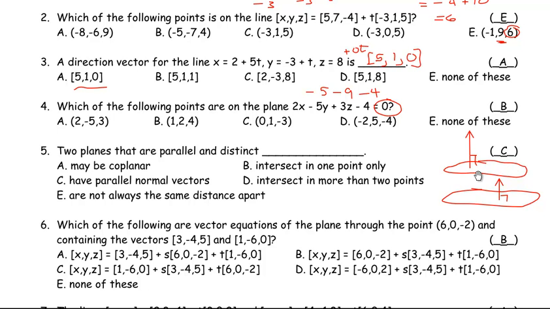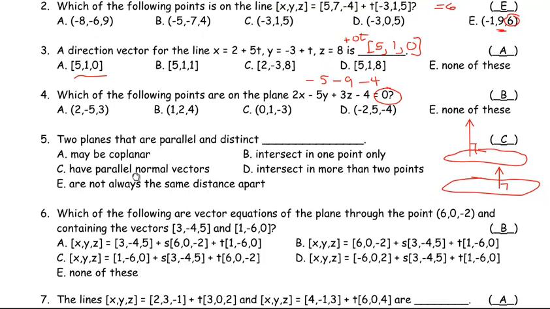Examples of parallel and distinct planes in most normal rooms would be the floor and the ceiling. If you think of the floor and the ceiling, unless it's a strange, odd room, those are parallel and distinct planes. They don't have any points in common. So that's why C is the correct answer for question number 5.